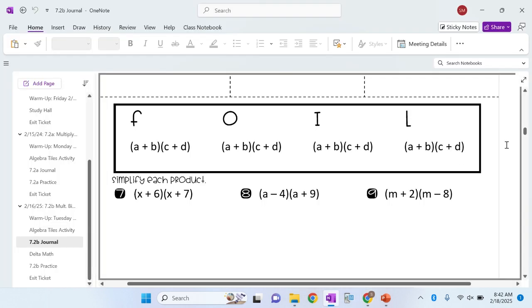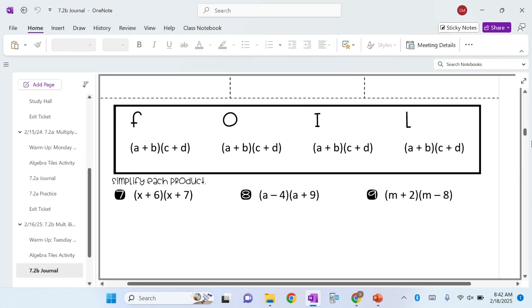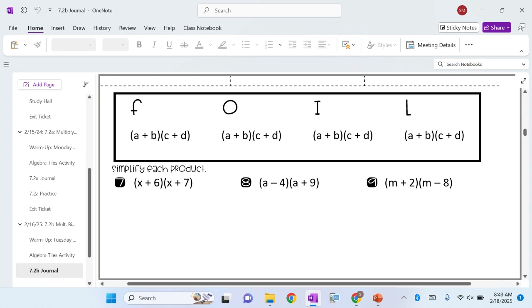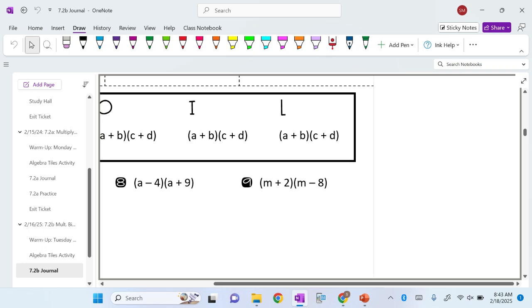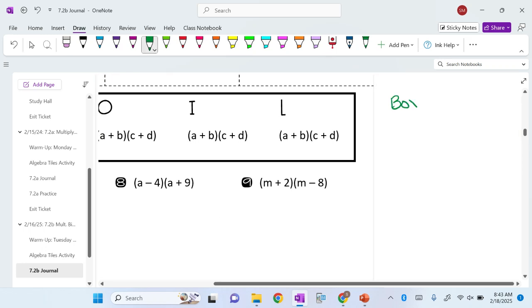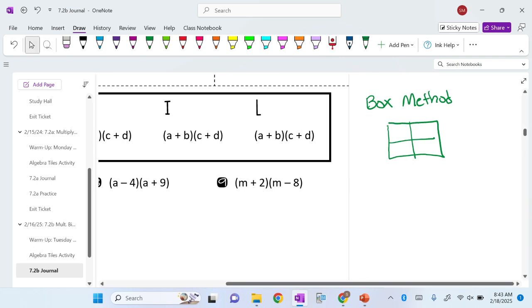Yesterday. So we're multiplying binomials, which is basically all we did with this activity today. Now, the first method for multiplying binomials, like I mentioned, was box method. So you can make a note off to the side of your journal about box method, which is essentially making a box.